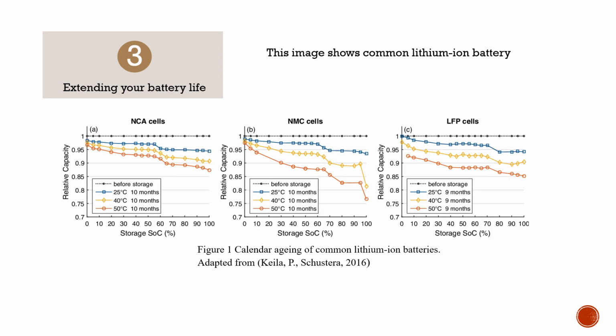The aging of the battery can be divided into two parts: calendar aging and cycle aging. First, let's see which behavior can cause this aging. This image shows how commonly used lithium batteries degrade at different temperatures over a long storage period, about 9 to 10 months.